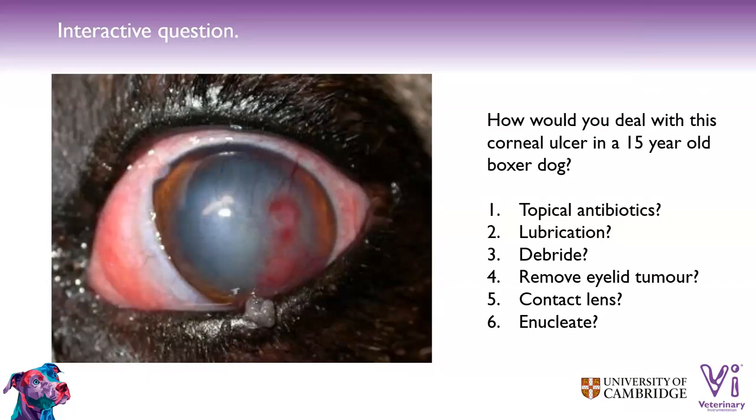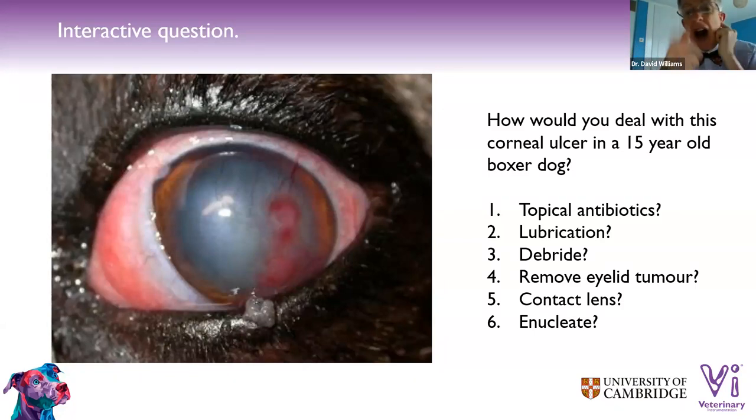Big spread of answers coming in there, David. I think that's because there isn't a good answer. If this was a 5-year-old boxer, would you change what you would do? If it were a 5-year-old boxer, I'd certainly remove that eyelid tumor. Even though it's a boxer, and we think of boxers as having these long-term ulcers because of abnormal adherence of their epithelium, here the ulcer is probably there because of that tumor. So if it was a 5-year-old boxer, I'd certainly resect that tumor.